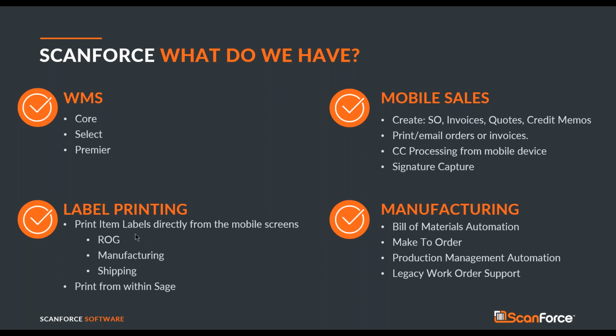We can obviously print labels. We're a barcoding company. What good would it be if we didn't have a barcode to scan? So we can print those at receipt of goods coming out of manufacturing and various other times. Okay? All the manufacturing stuff, even old legacy work order. Don't tell Sage. We can still do it, okay?